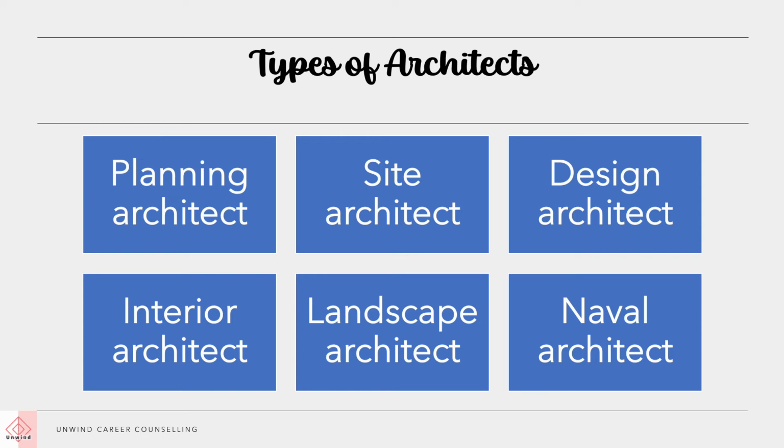Then we have the landscape architect, who designs outdoor spaces such as public parks, gardens, and playgrounds. They may also design universities, campuses, or large residential areas. And at the end we have the naval architect. Naval architects design boats and submarines. They may also design marine structures such as underwater oil rigs.